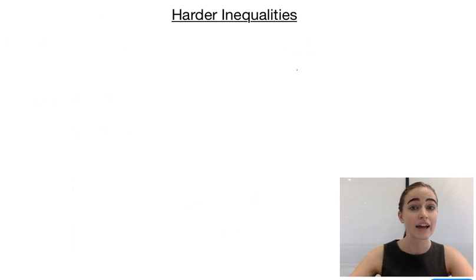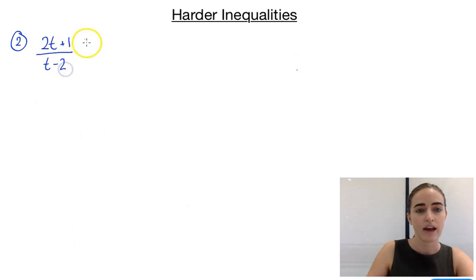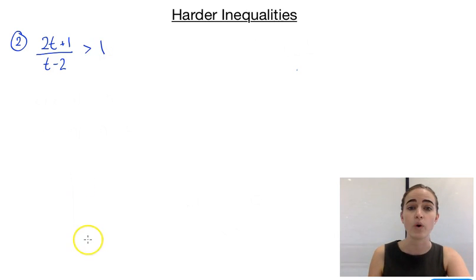All right, so let's have a look at a second example. Our second example, we're going to have (2t plus 1) over (t minus 2), and we want that to be greater than 1. So again, we can't just multiply both sides of the inequality by t minus 2 to get rid of that denominator, because we don't know whether t minus 2 is positive or negative and how that would affect our inequality.